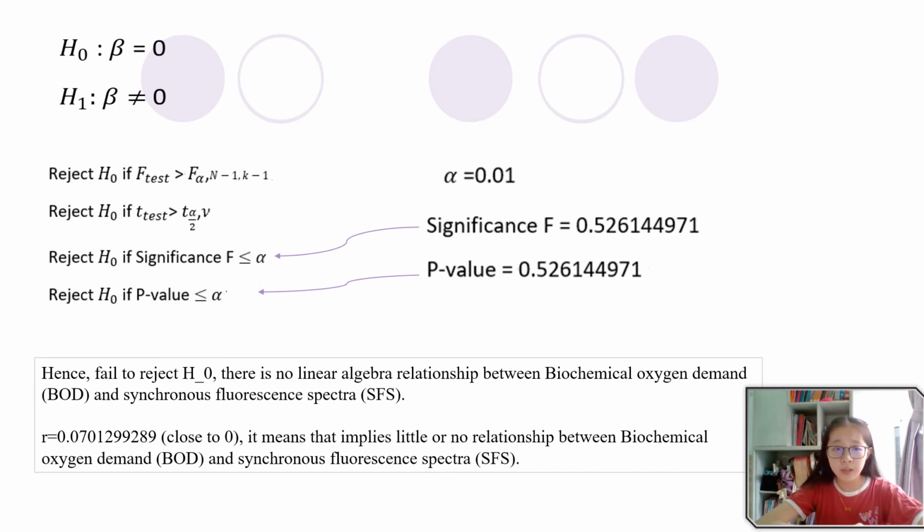Based on the table, we know that R is equal to 0.07012999289, which is close to 0. So, what is the meaning? It means that it implies little or no relationship between biochemical oxygen demand (BOD) and synchronous fluorescence spectra (SFS).